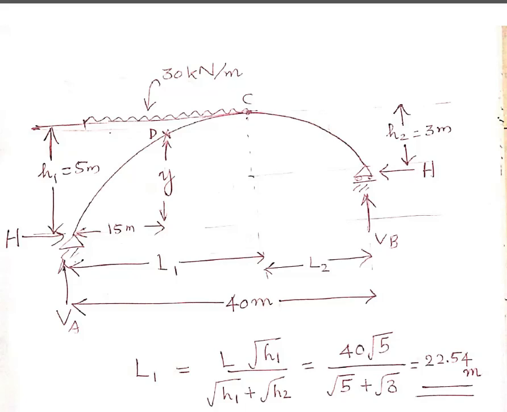So we have already calculated the values of VB and H. As we got the value of VB, we can easily calculate the value of H. So VA is the remaining one. Here we can apply the equilibrium of vertical forces, and that is VA plus VB is equal to 30 into L1.